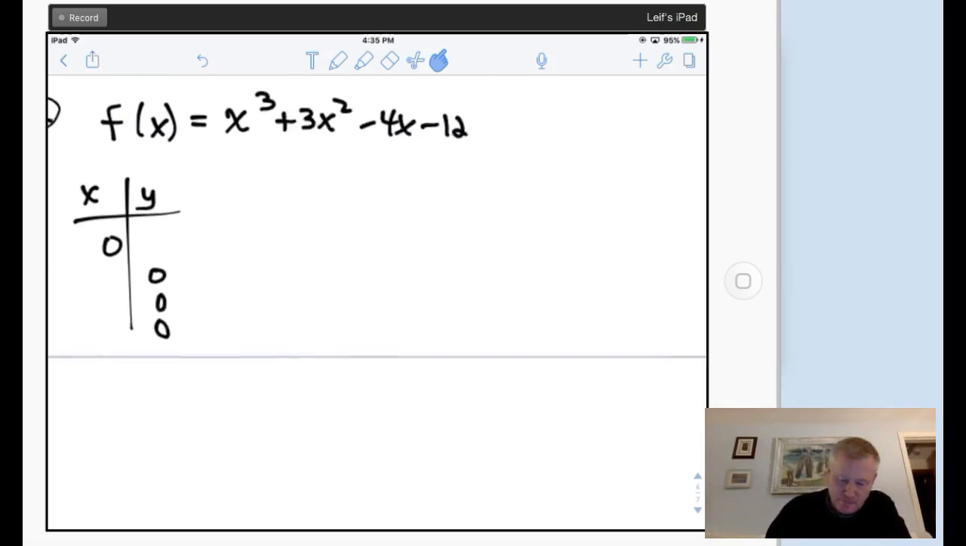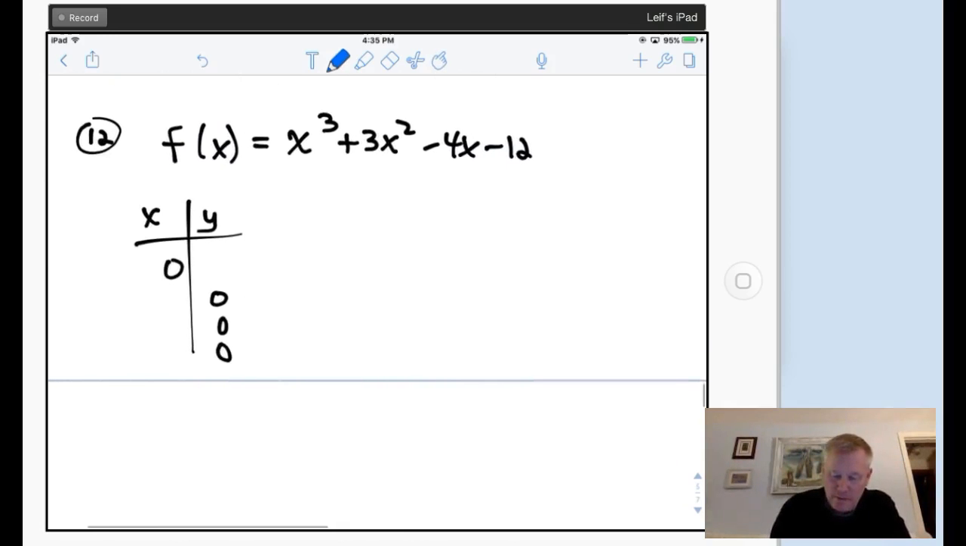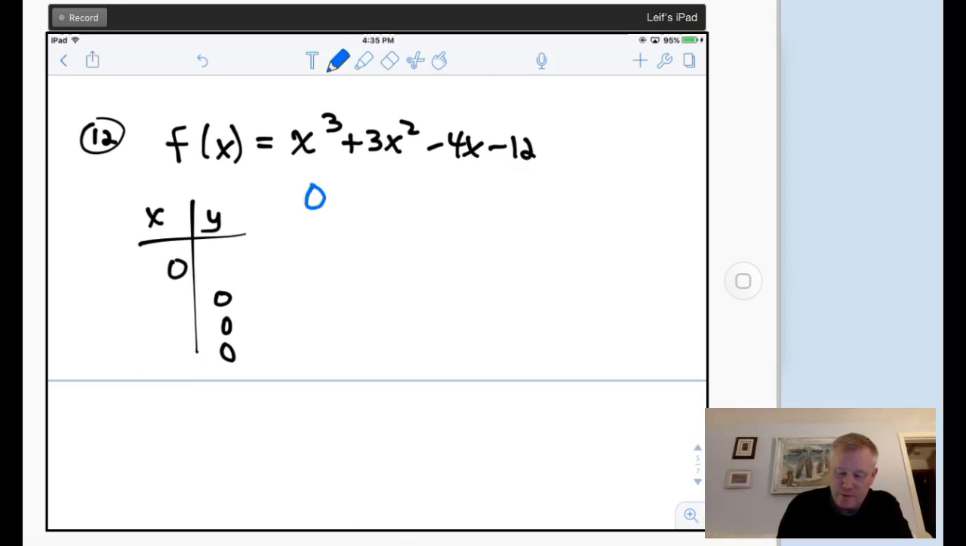All right, this one. If I plug in 0 here, I get 0 cubed plus 3 times 0 squared minus 4 times 0 minus 12. Oh, there's a minus 12. So it's the minus 12 is what you get when you plug in 0.